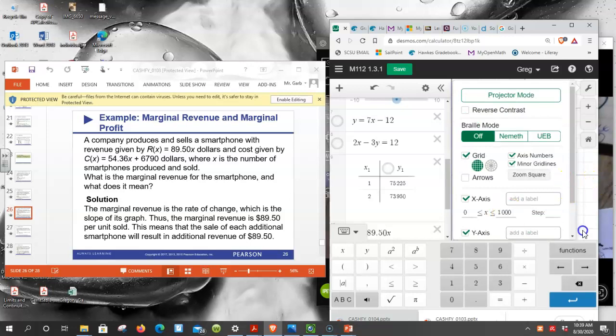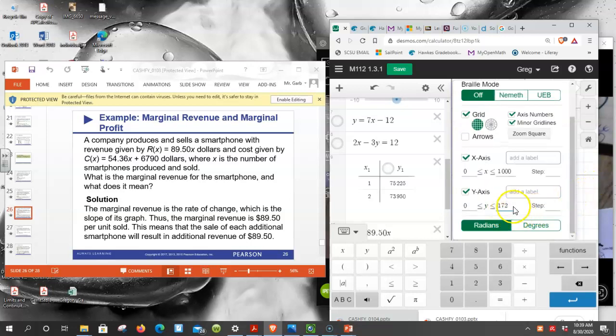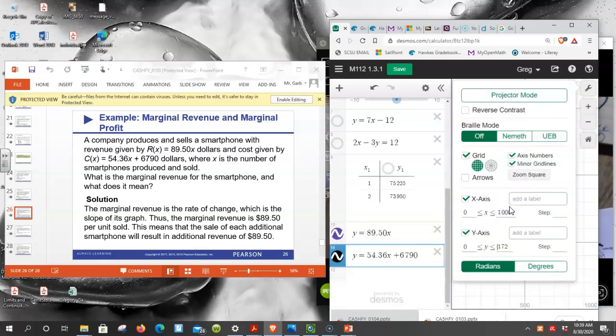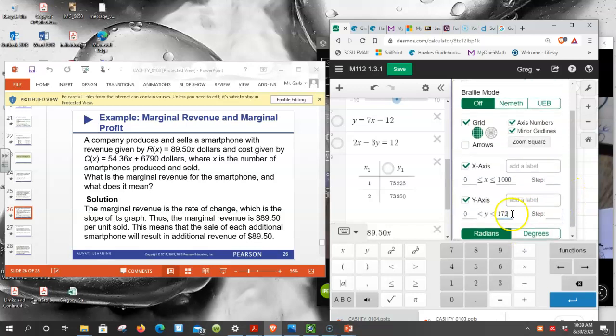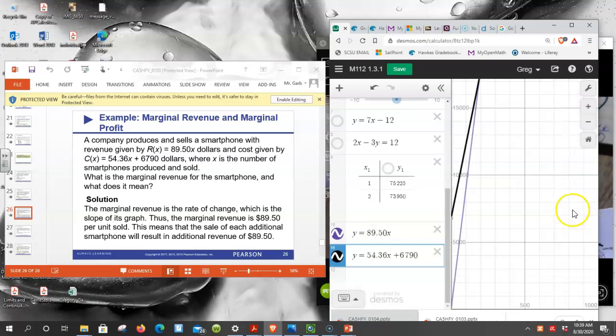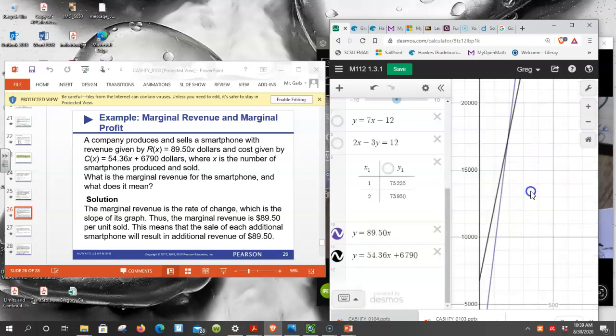Let's see if I can put that revenue in there. Sorry about that. I had no idea, I just made up those numbers. Oh, pretty good guess. All right, so one of them is a revenue, one of them is a cost. Let's see what it says for us to do.